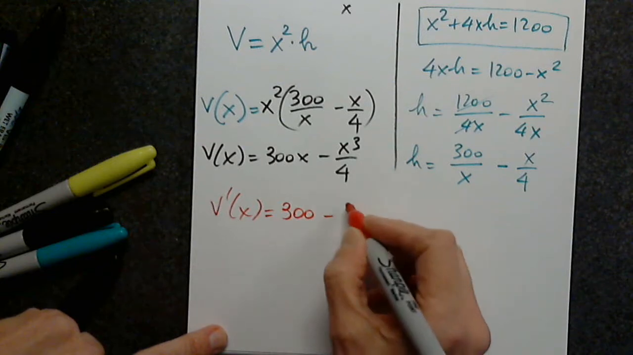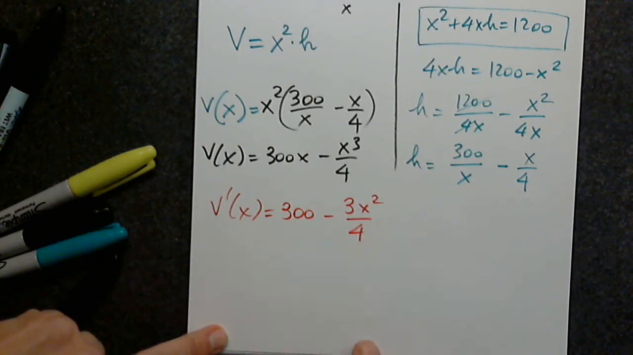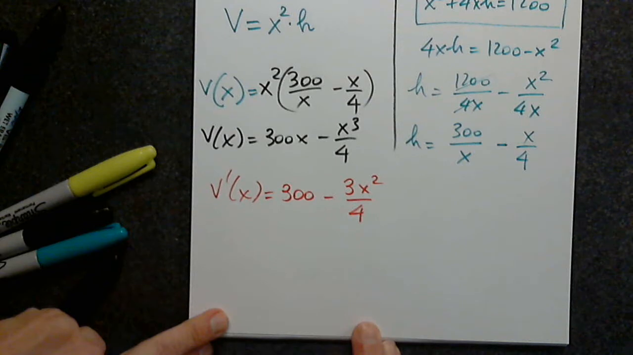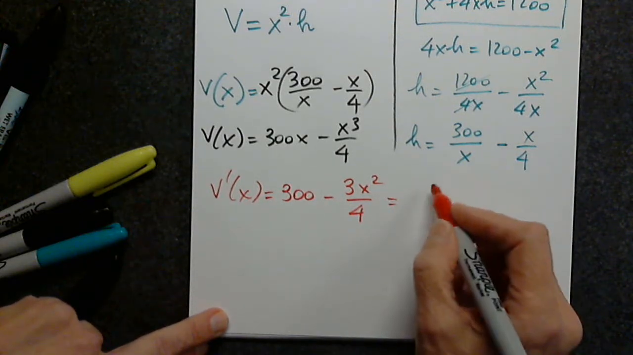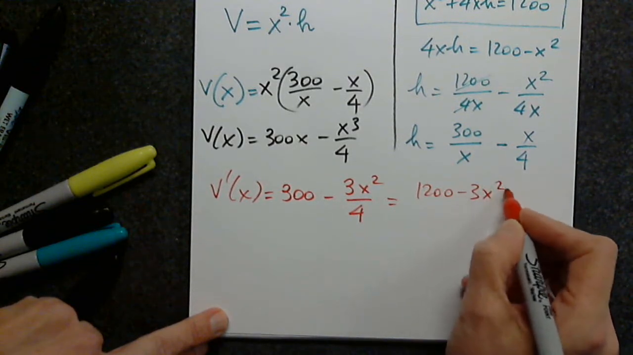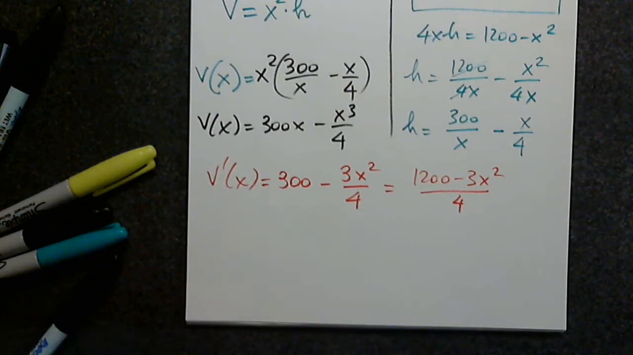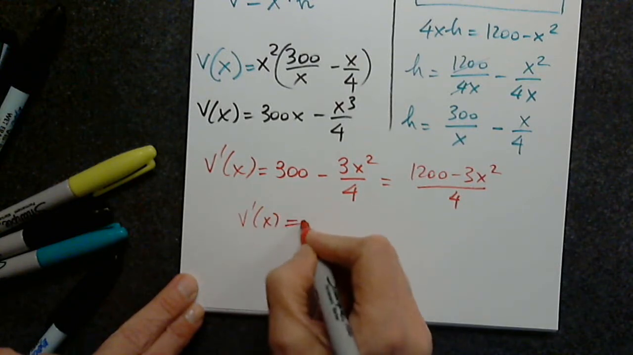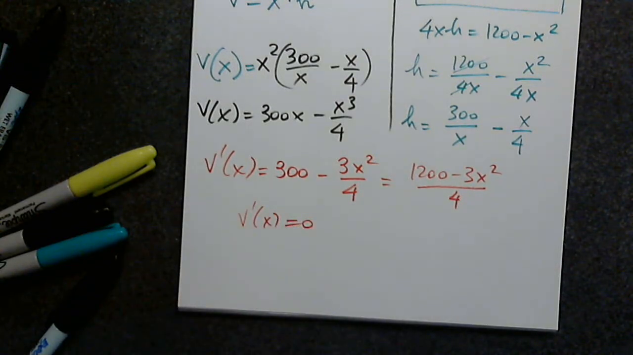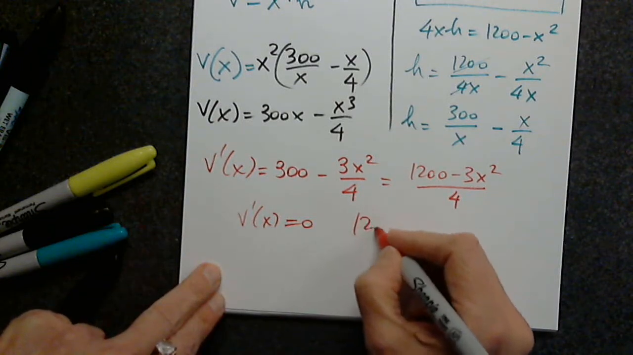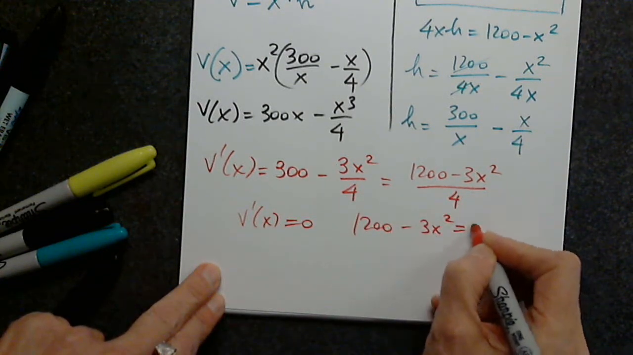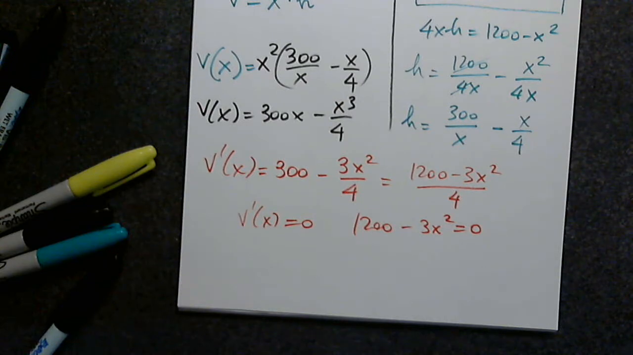So 300 minus 3x squared divided by 4. Obviously, this will change into 1200 minus 3x squared divided by 4. No critical numbers will come from v prime being undefined, but critical numbers will come from v prime being 0. So then 1200 minus 3x squared equals 0. Any questions? Please stop me anytime if there is something. You may see something and I don't.